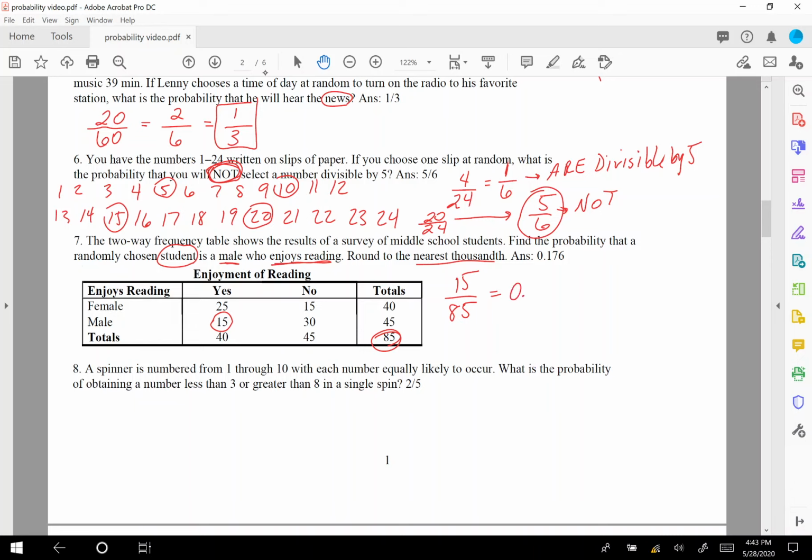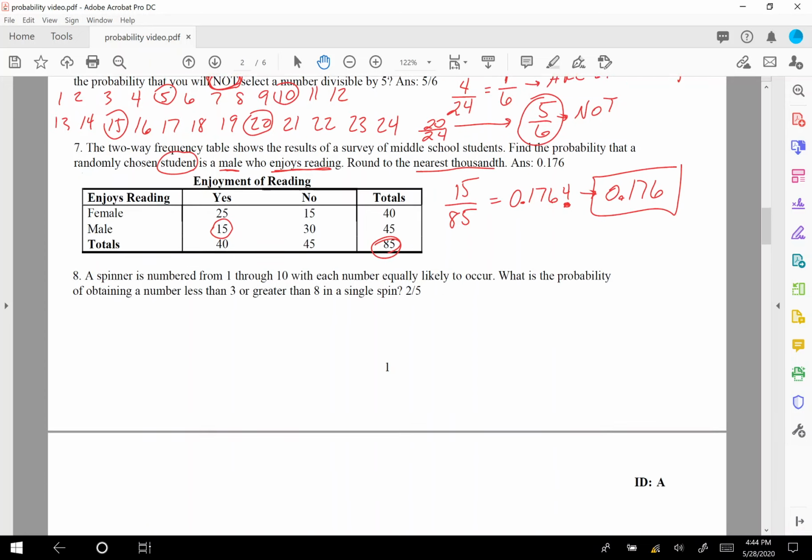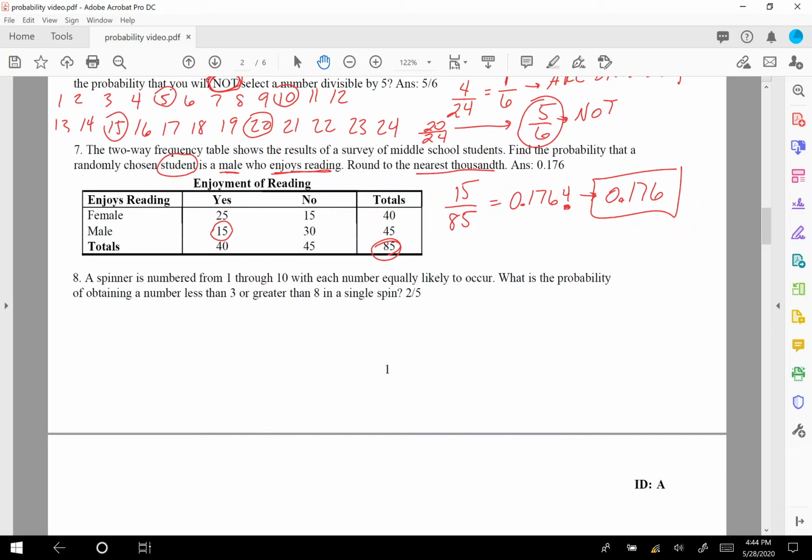And you get 0.1764. The thousandths is the third decimal place here, so we have to look at this one. The 4 is not going to make that 6 go up, so it's 0.176. Okay, and this is our last problem here for simple probability. We're going to get into some other ones in just a second.